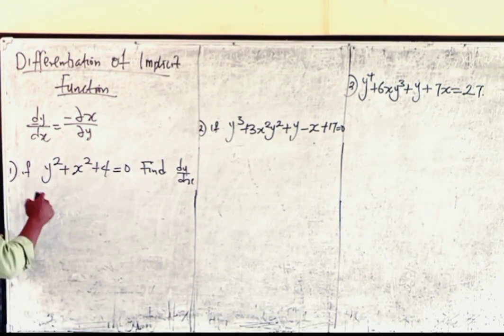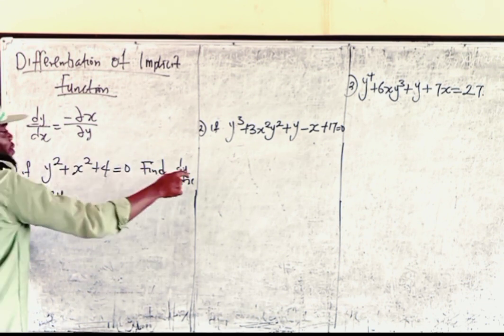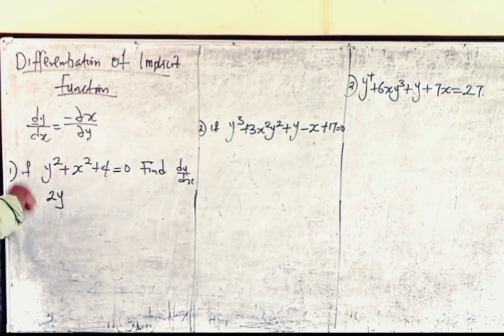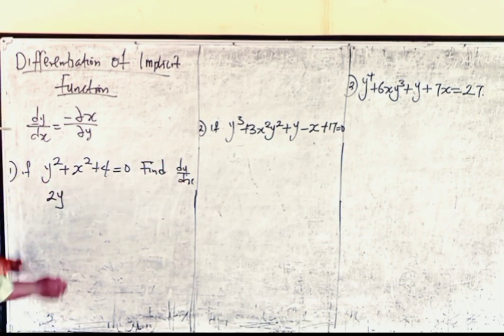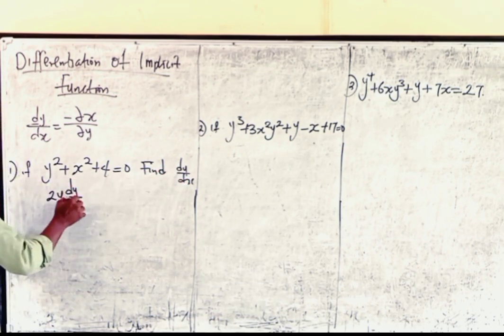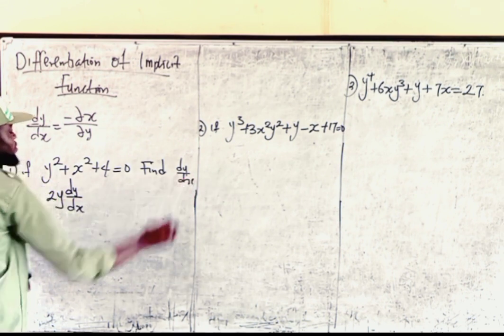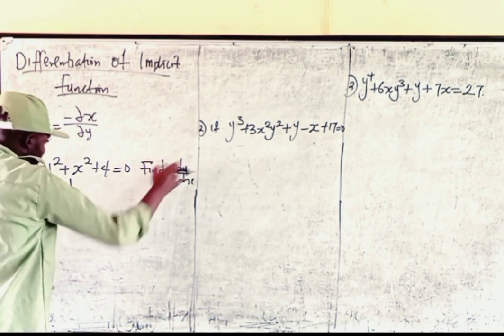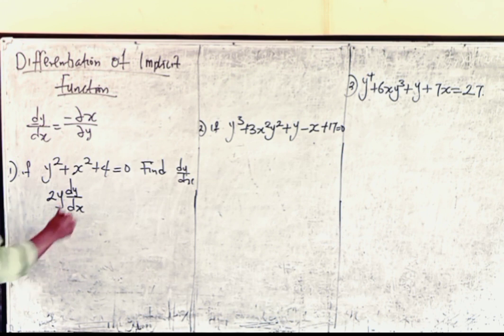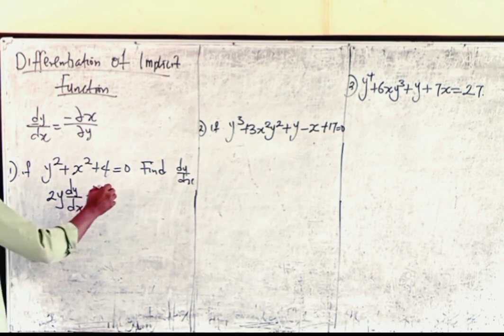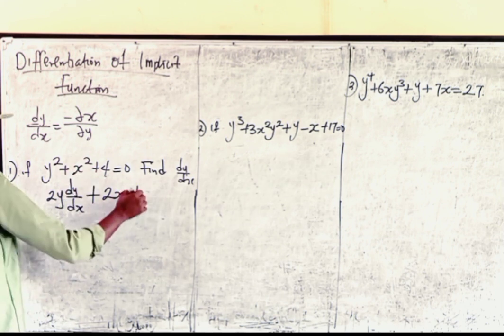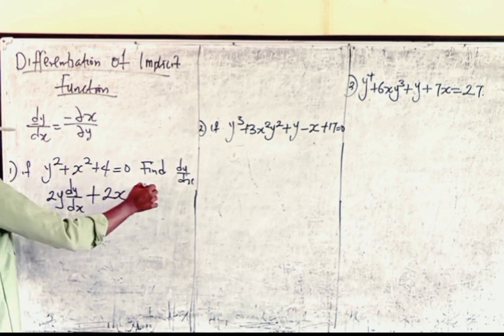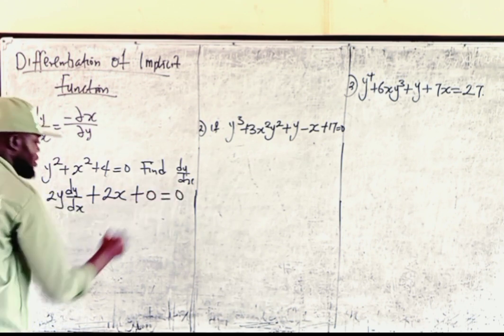So what you do is to differentiate. Look at what I've said. Differentiate y squared: you're going to have 2y from the polynomial rule. But since you are differentiating y with respect to x in this case, you add dy over dx to the back. That's why y is not a constant number. Then plus 2x, differentiating x squared gives 2x. Then plus, differentiating 4, a constant, gives 0. Differentiating 0 gives 0.